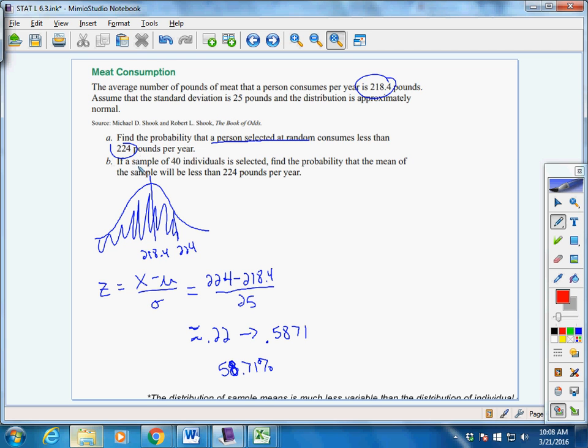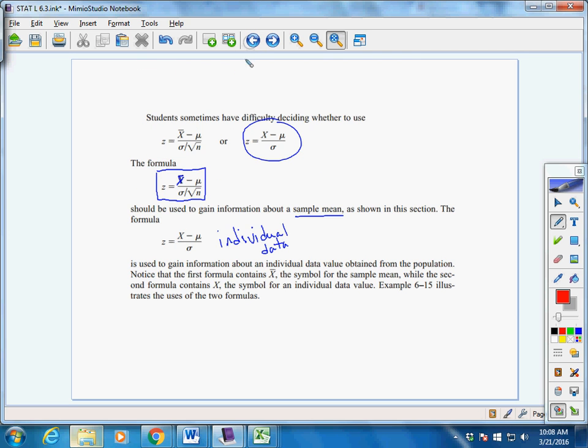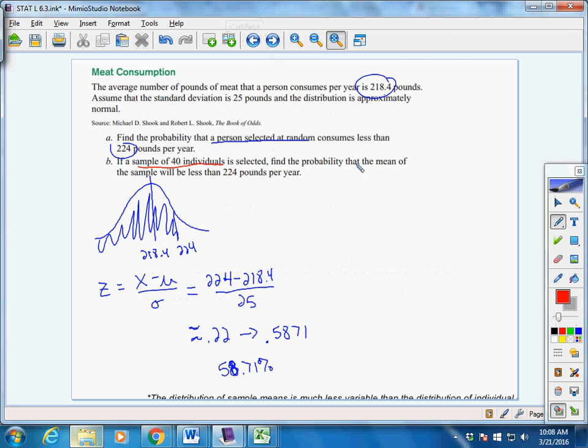It says a sample of 40 individuals. So now it's giving you a sample. It wants the mean of that sample. That's when we're going to use our formula for the sample means. Believe it or not, we're going to use the same normal distribution. This is still the same population mean, and this is still what we're looking for, less than 224 pounds. But what changes is our formula. We're taking the sample mean minus the population mean, and then dividing the standard deviation by the square root of the number in our sample.